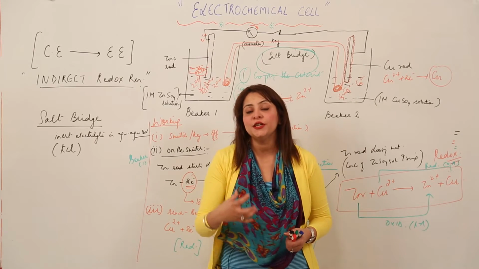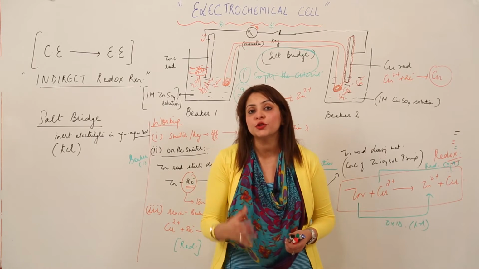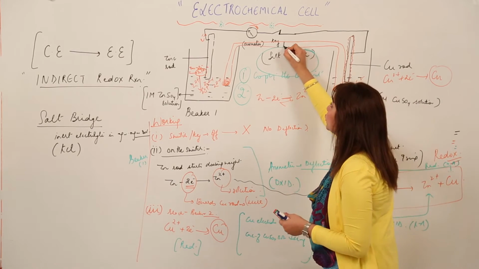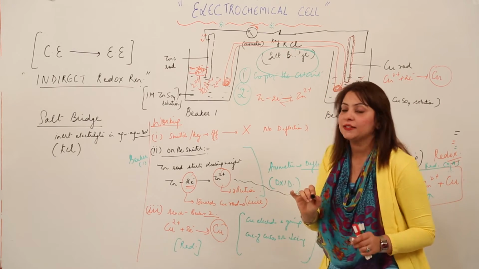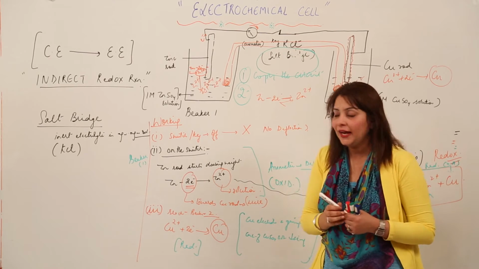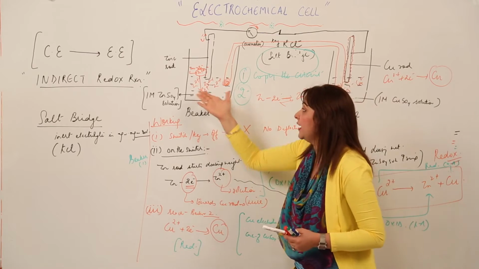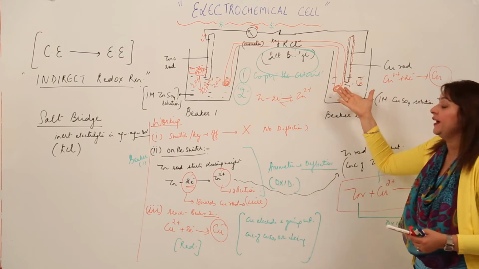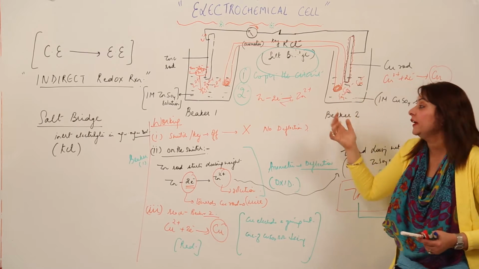So at that moment the salt bridge plays an important function. Just look at the board to see how it plays. As you know, the salt bridge consists of an inert electrolyte, so that means it has the potassium ions and the chloride ions. As I told you, there is excess positive charge deposited in beaker 1 and there is excess negative charge surrounding the copper rod in beaker 2.